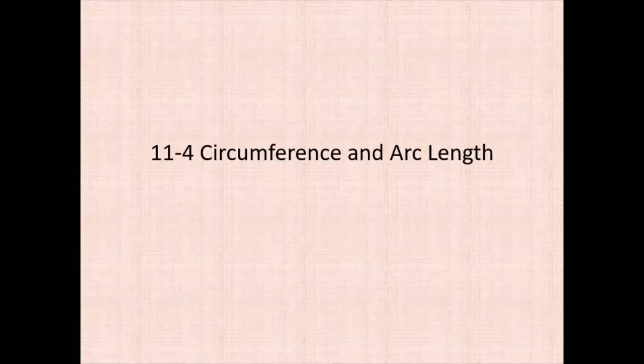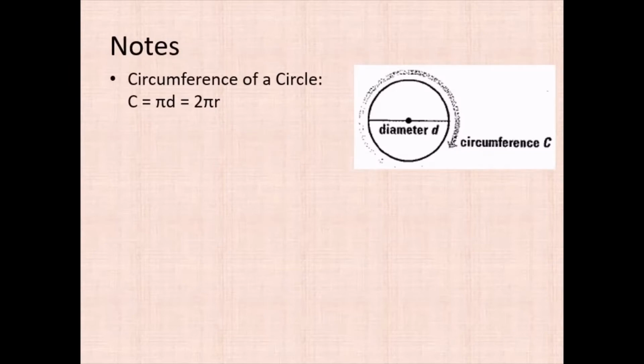Hey guys, it's 11.4, circumference and arc length. Got two equations here. First of all, we've got the circumference of a circle, C equals pi times diameter, or probably you guys know that circumference C is 2 pi r. That last one's probably the more familiar one out of the two.